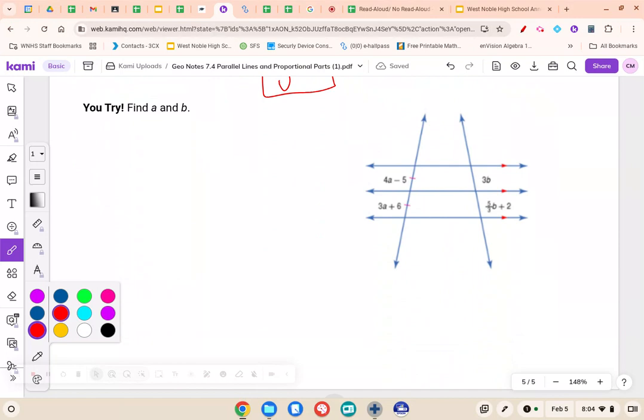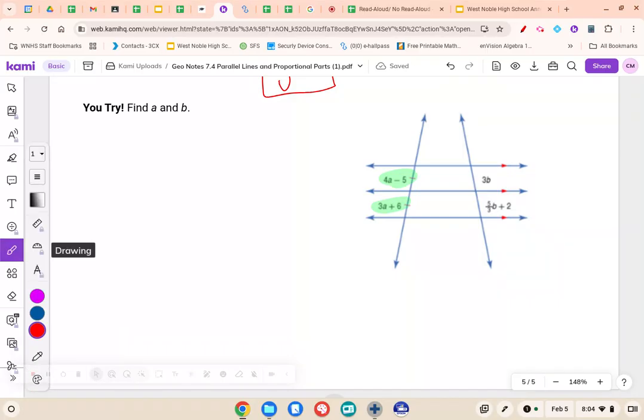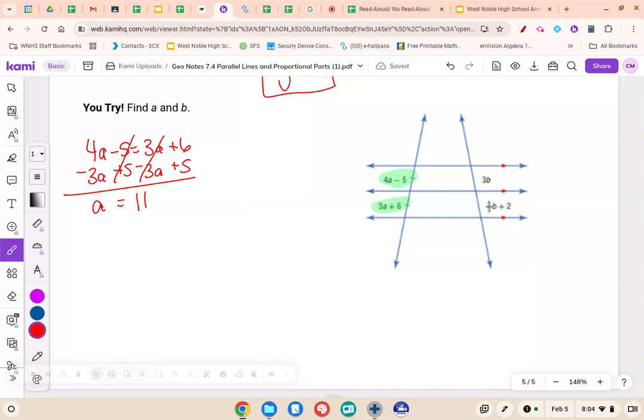Okay, hopefully you paused. This one, I will say, is a little bit more confusing because there's some fraction stuff going on. You can still totally figure it out, though. These are congruent. They're marked congruent, so you set them equal. 4a minus 5 equals 3a plus 6. We subtract 3a on both sides. Add 5 on both sides. We get that a is 11. Easy peasy.